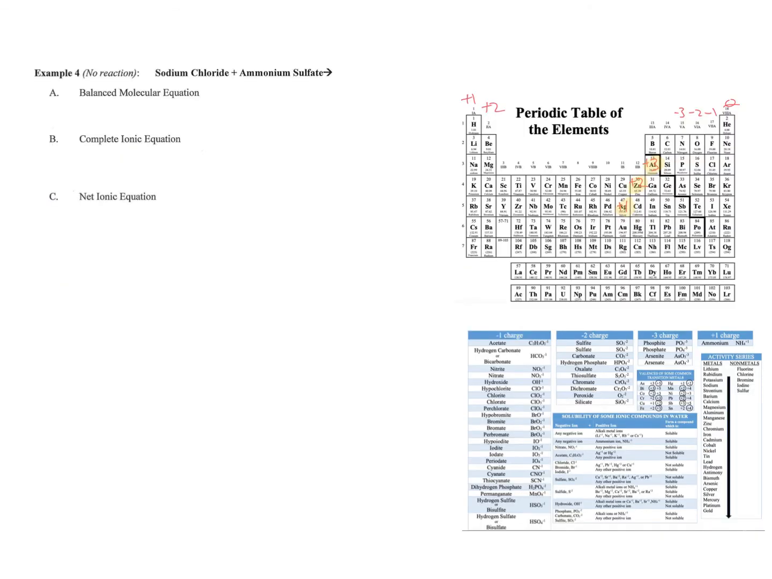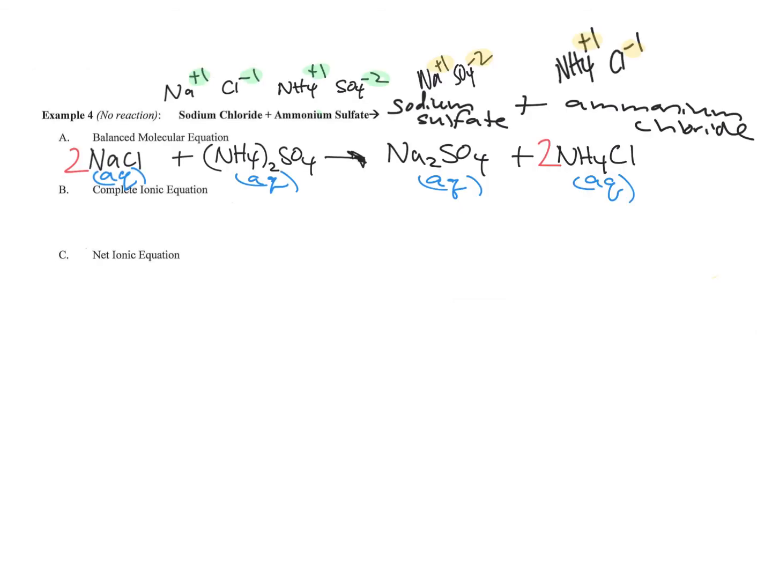All right, last example is a double replacement between sodium chloride and ammonium sulfate. So the 2 things in front always just switch places in a double replacement reaction. So I'm going to be producing sodium sulfate and ammonium chloride. So I went ahead and already wrote a balanced chemical equation with the states of matter. So a balanced molecular equation. And so everything, if you notice, is aqueous. So all of these compounds can dissolve in water.